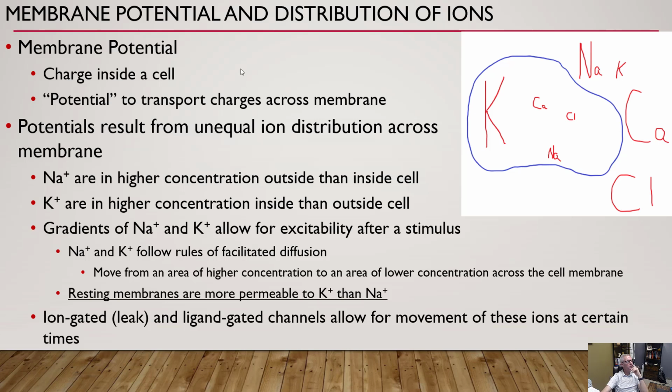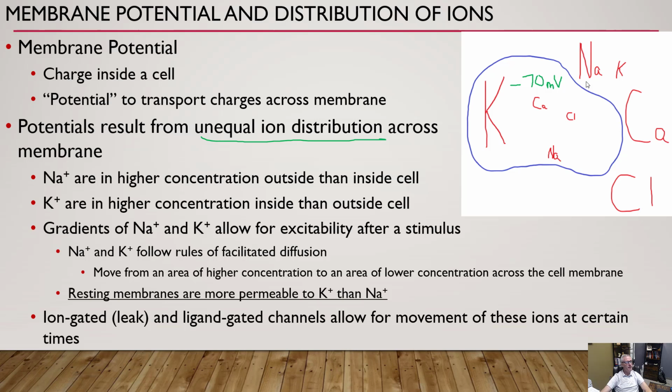All right, so we have this membrane potential. That's that charge inside of our cell. And right now I told you that it's negative 70 millivolts while it's at rest. And that's our potential to transport charges across that cell membrane. And that potential is because we have an unequal ion distribution of that cell membrane.